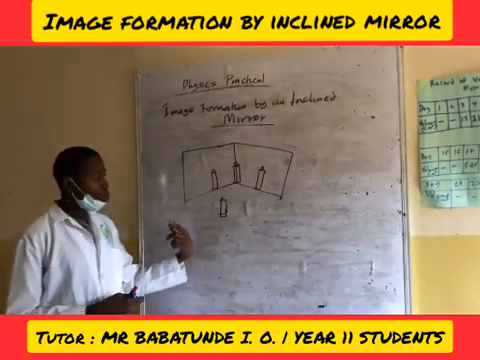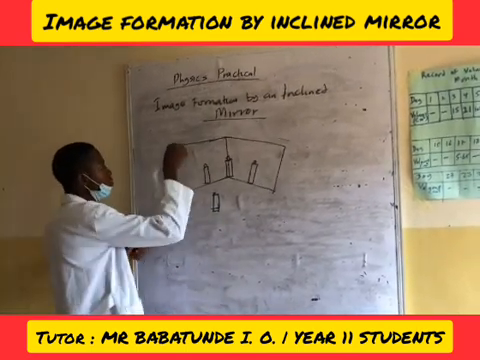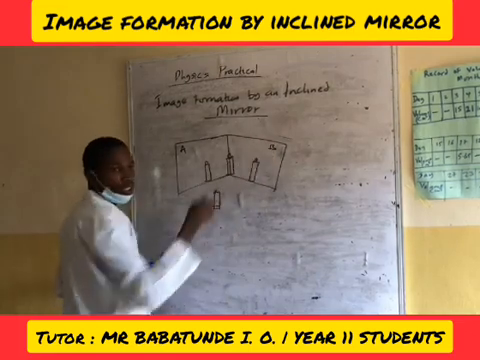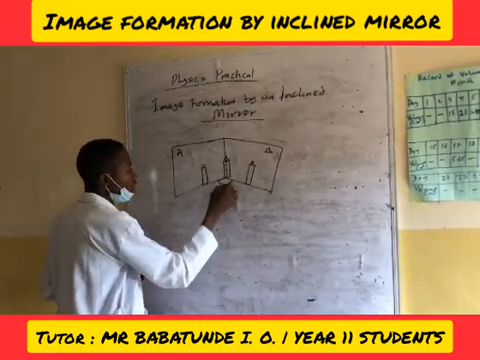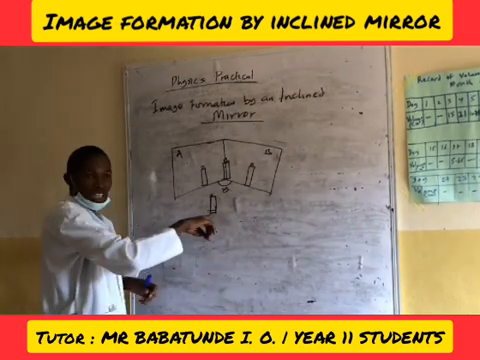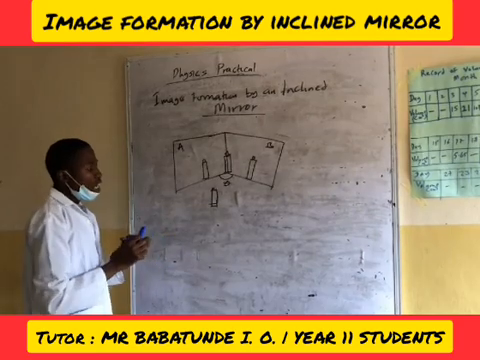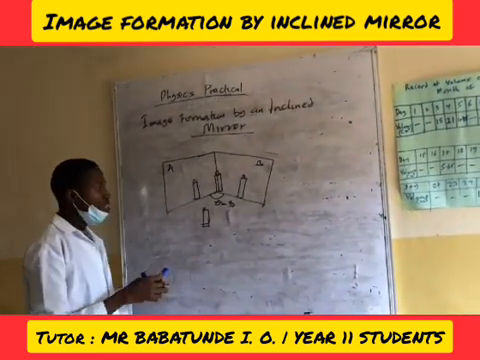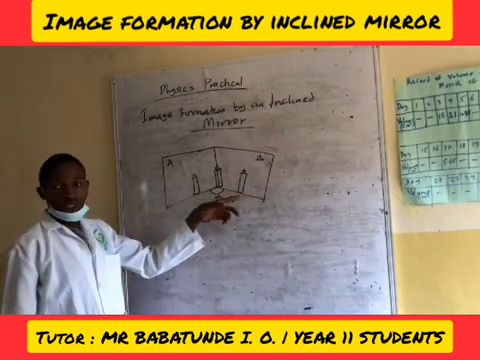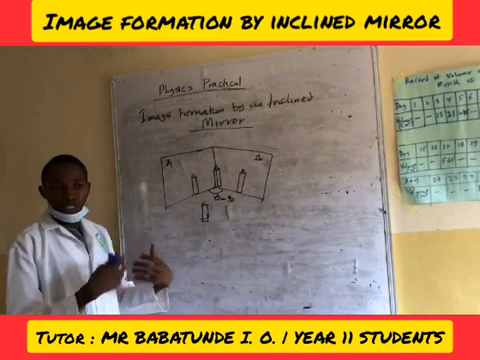This is a typical illustration of a diagram on the inclined mirror. This is mirror A. This is another mirror B. Are you following me now? They are inclined to each other at an angle here, let's say theta. Then there is an image here. This one represents something like a candlestick. So if the angle is equal to 90 degrees, you will see more than one image being formed. Are you getting that? So that is how inclined mirrors behave.